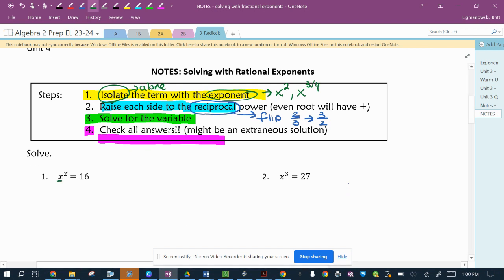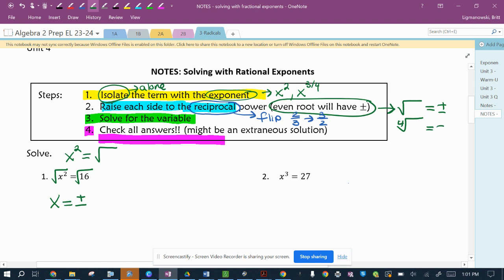So we have x to the power of dos. If we have a dos power, the opposite of that is going to be the square root of both sides, or the raíz cuadrada. And when we take the raíz cuadrada of 16, it's always going to be plus or minus. Remember, when we do even roots, so square root, fourth root, our answer is always going to be plus or minus. And that's from our previous unit.